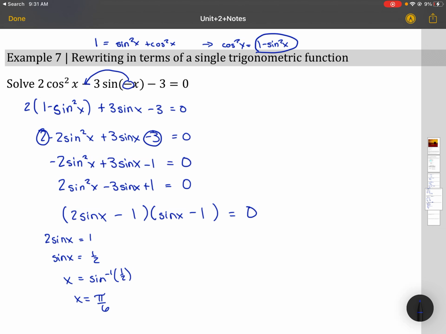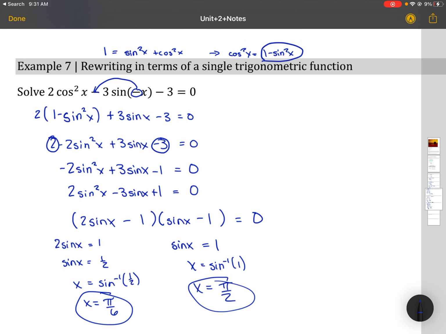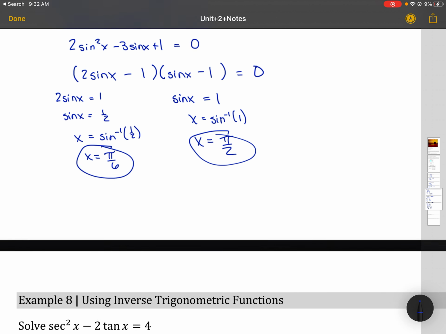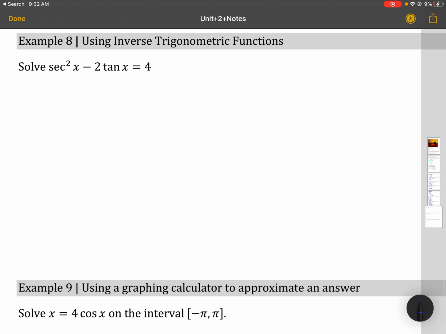Okay, and so the next part is sine x minus 1 equals 0. So that means that sine x equals 1. x is going to equal sine inverse of 1. And so x is going to equal pi divided by 2. So our two solutions are pi over 6, pi over 2. The two techniques we applied here were a Pythagorean identity, and we also applied an odd or even identity to reduce this to a single trigonometric function, in this case sine.